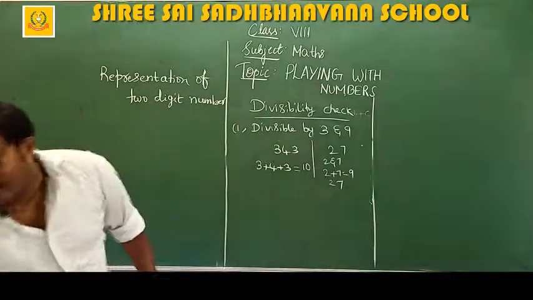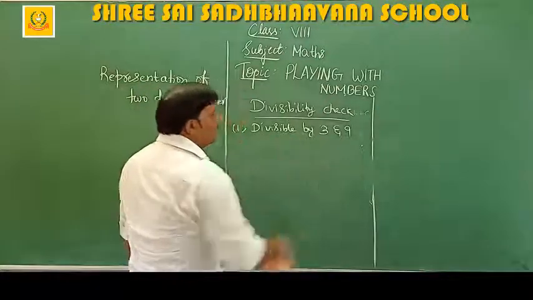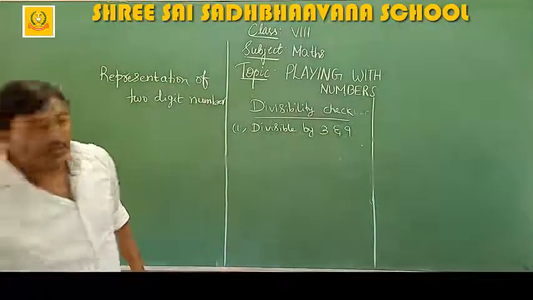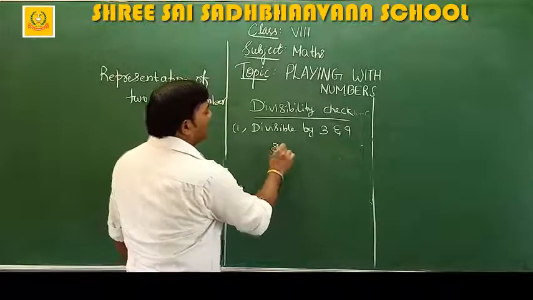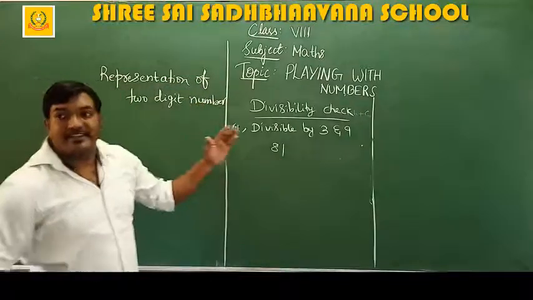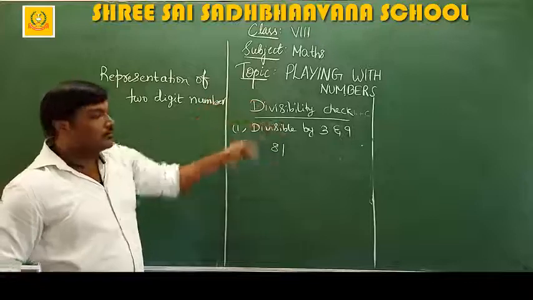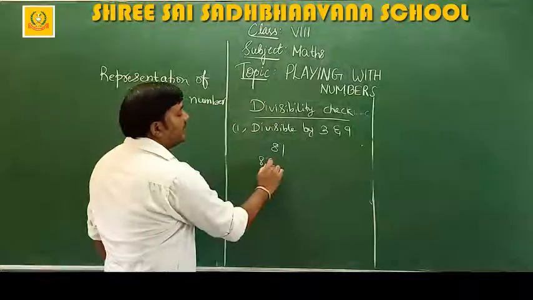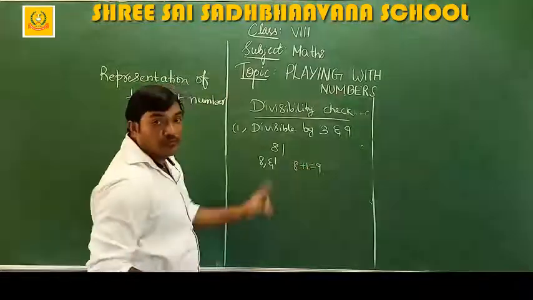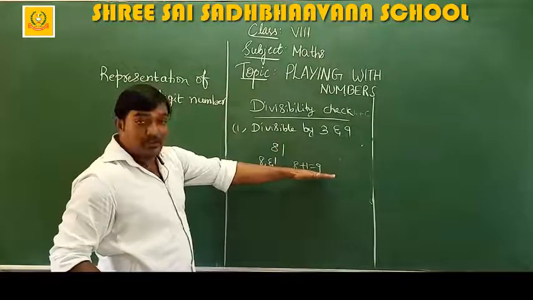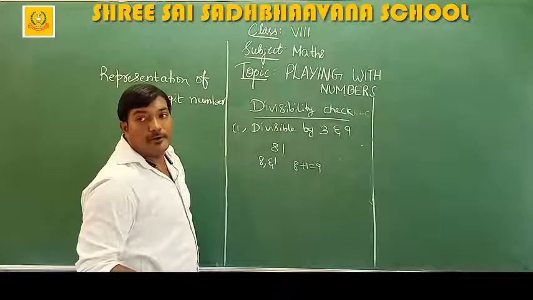And the same way we will check with 9 also, whether the given number is divisible by 9 or not. Just take any example. Take 81. Is 81 divisible by 9 or not? What are the digits in 81? We have 8 and 1. So add these 2 digits. 8 plus 1 is 9. So 9 is divisible by 9. So this number is divisible by 9.